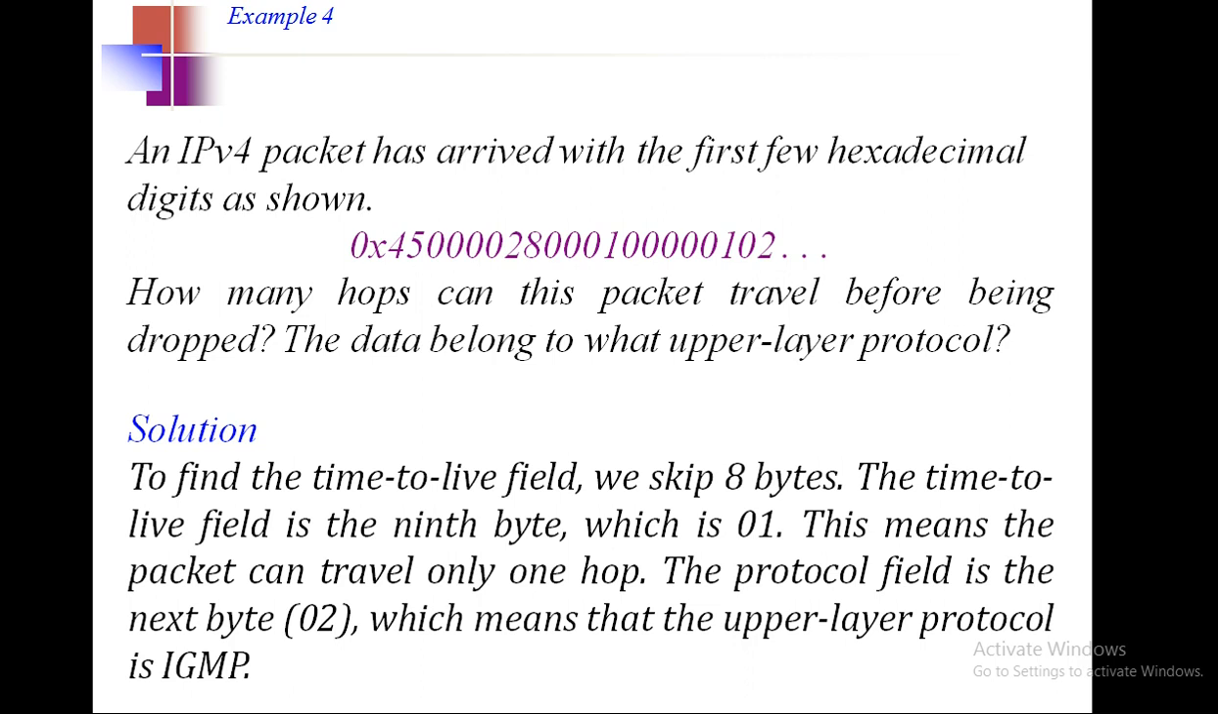means the packet can travel only 1 hop, right? Because the time to live is only 1, and for the protocol field, the next, the 10th byte, that is 02, is nothing but the protocol field. The protocol field indicates that IGMP is the upper layer protocol which is using the IP services.